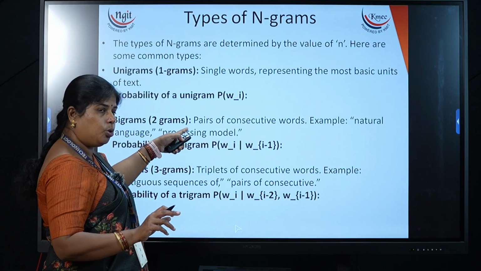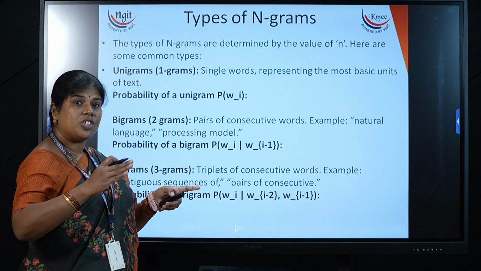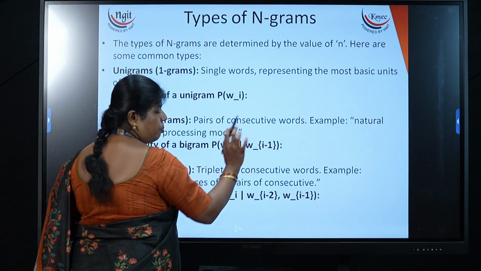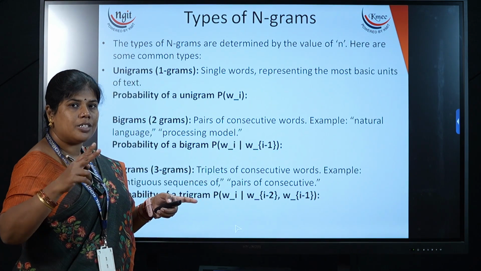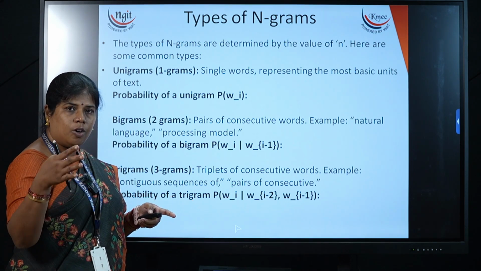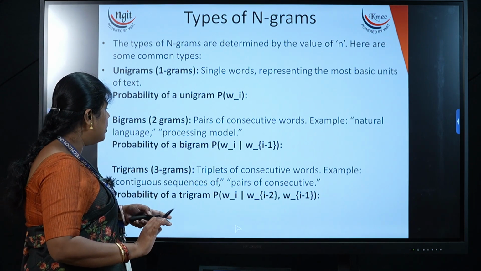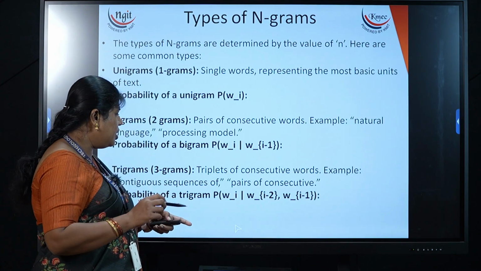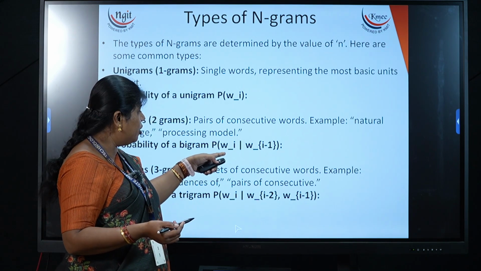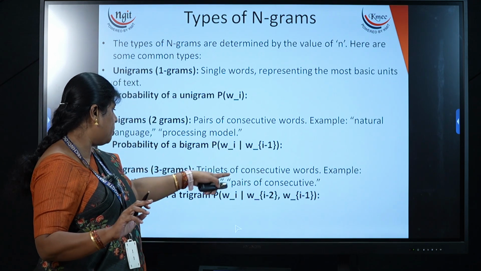When n is equal to 2, it is called a bigram. Here I am considering two consecutive words. Consecutive is most important. The words should be consecutive; a gap or the insertion of any symbol or any other word is not allowed. Here the probability of Wi depends on Wi minus 1, the conditional probability.